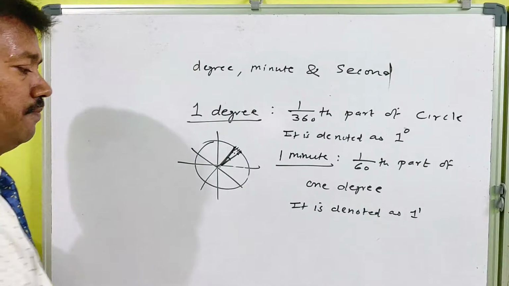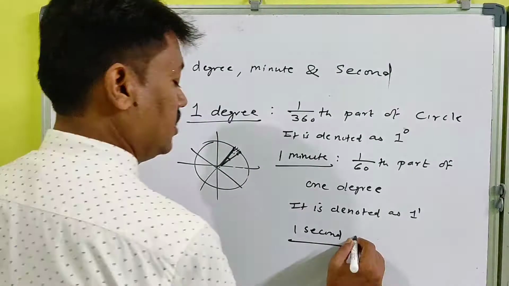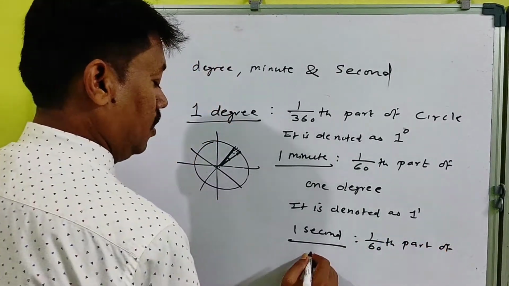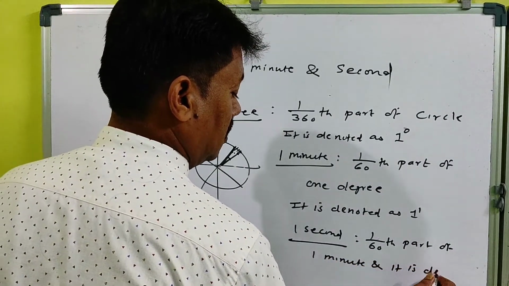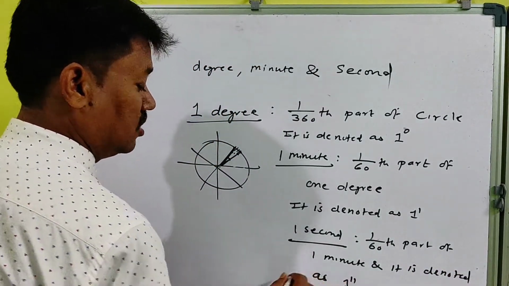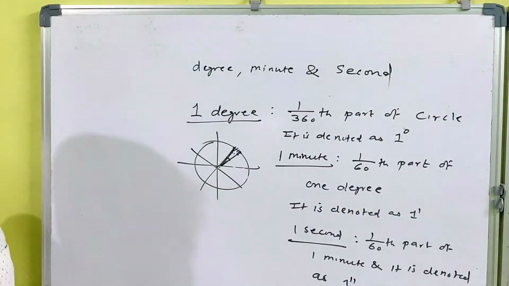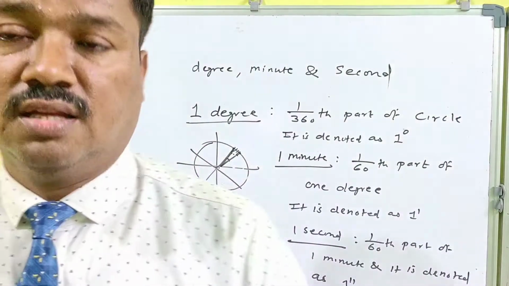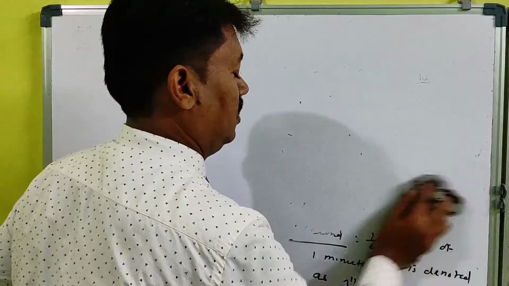1 minute. 1 second is 1 upon 60th part of 1 minute, and it is denoted as 1 double dash. It is denoted like this, a double dash. So these are the definitions of degree, minute and second we discussed in the last lecture.